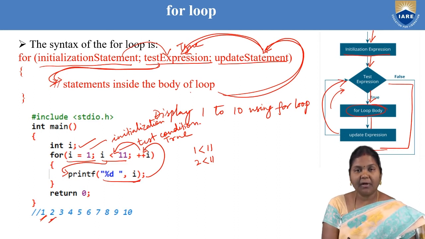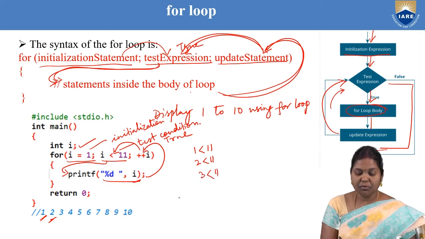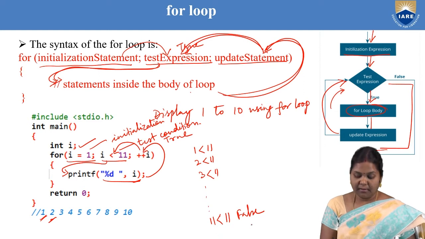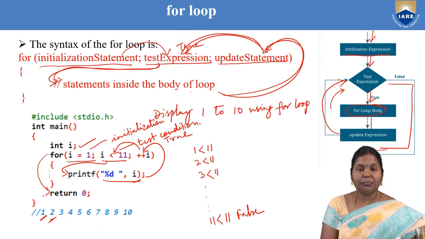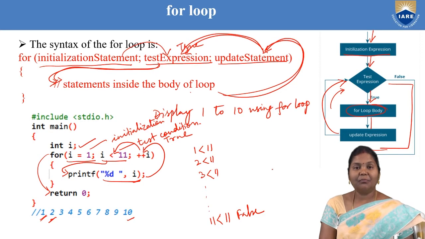Then again update the value of I, so I becomes 3. Again 3 is less than 11 and it will print the value. This process will be continued until I becomes 11. When I becomes 11, is 11 less than 11? No, it is false. At that time the loop will be stopped and control will come out of the loop. So by then it has printed from 1 to 10. So this is about the for loop.